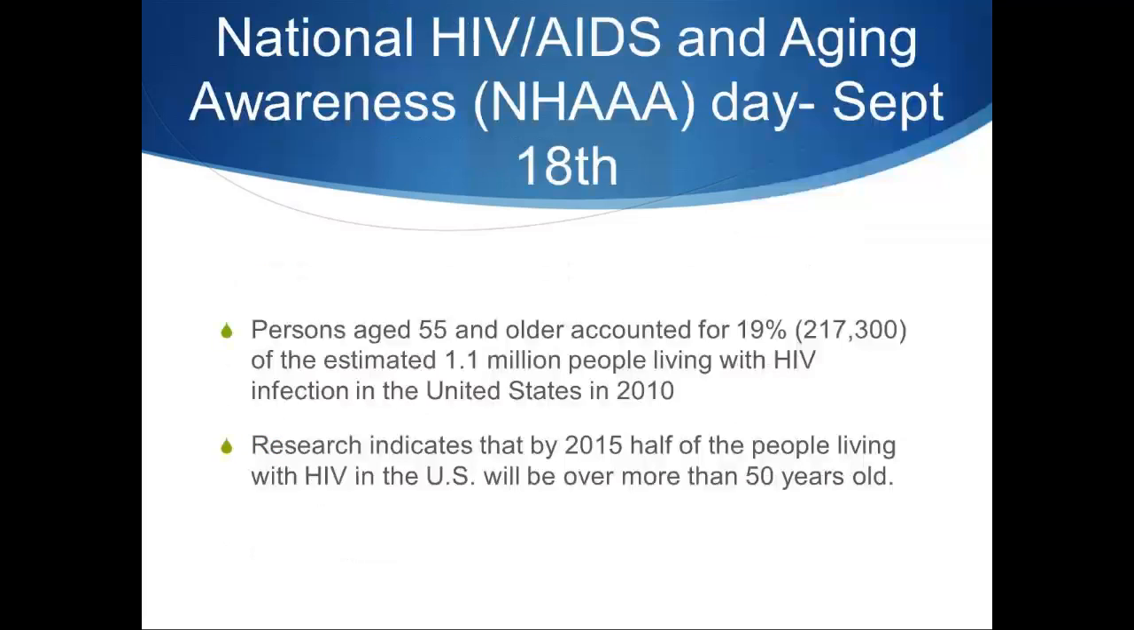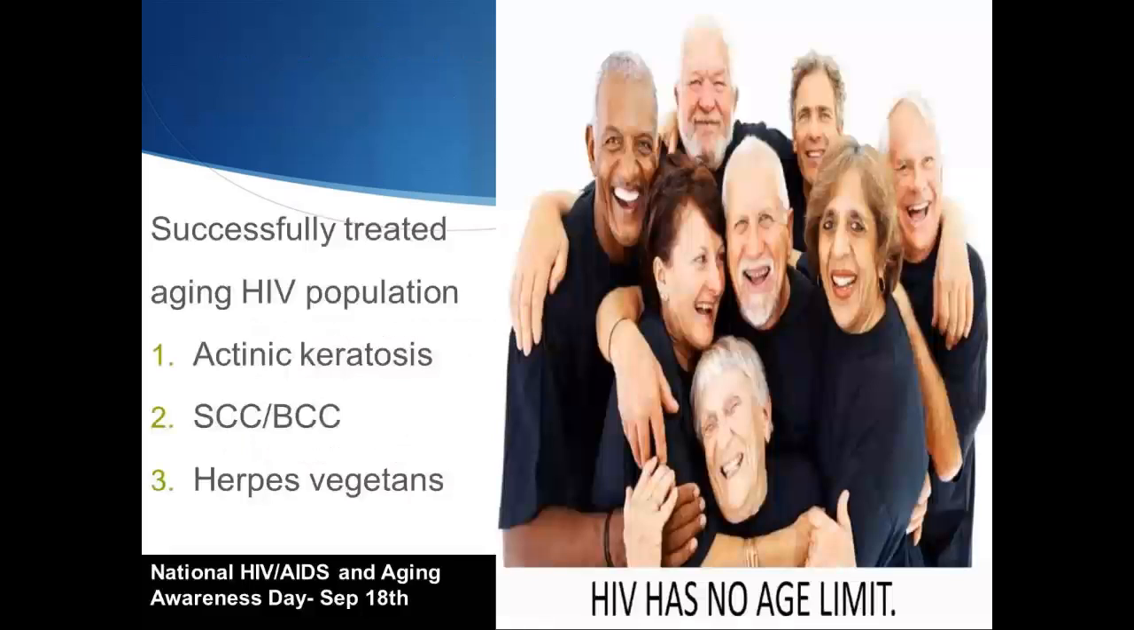Are you aware that persons age 55 and older account for 90% of the estimated 1.1 million people living with HIV infection in the United States in 2010? Research indicates that by 2015, half of the HIV patients in the US will be more than 50 years old. So in recognition of National HIV/AIDS and Aging Awareness Day, which is on September 18th, I'm going to do a rapid review of some dermatological diseases that you may encounter in successfully treated aging HIV populations, which are actinic keratosis, skin cancers, and herpes vegetans.